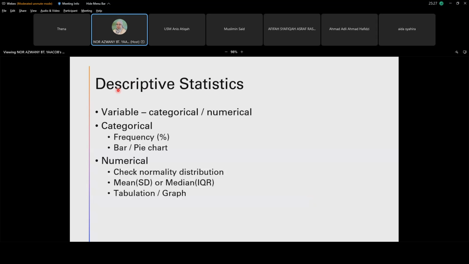Okay, if it's categorical, you use frequency with percentage. You can present in bar or pie chart. In numerical, you have to check normality distribution. You can present either with mean and standard deviation or median and interquartile range, or you can tabulate or use a histogram graph. Okay. And so the question may be how you're going to summarize age. So you have to look, age is numerical, so this is the answer. Sex, so sex is categorical, so this is the answer.